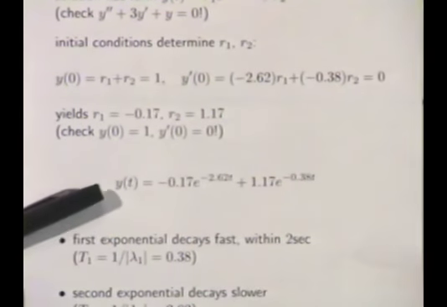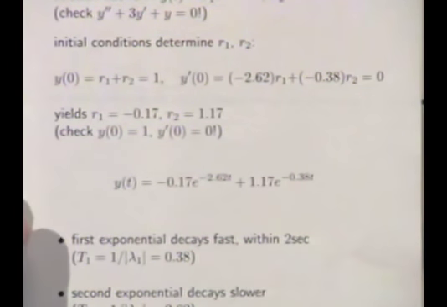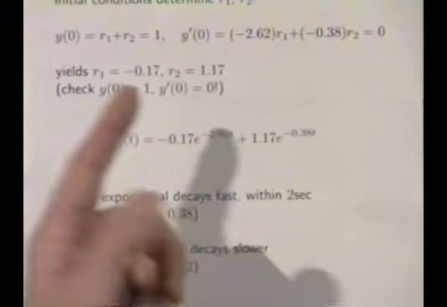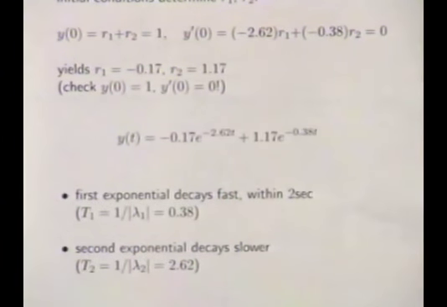Now, of course, when you finish solving a differential equation, it's very good to go back, plug it in, and make sure it really does solve the differential equation. In other words, differentiate this twice and once. Add up the double derivative plus 3 times the derivative plus this, and you better get 0. If you don't, then it means you made a mistake somewhere. So that's the idea. So this first exponential here, that decays fast, basically within 2 seconds. The second decays much slower. The time constant associated with it is 2.62 seconds. And so that sort of makes sense.